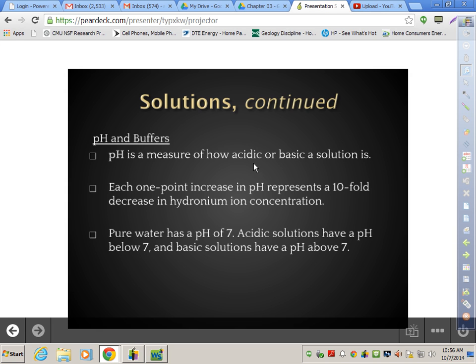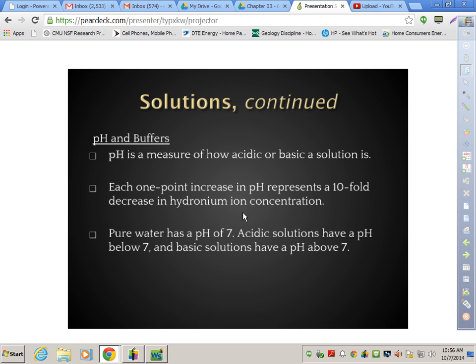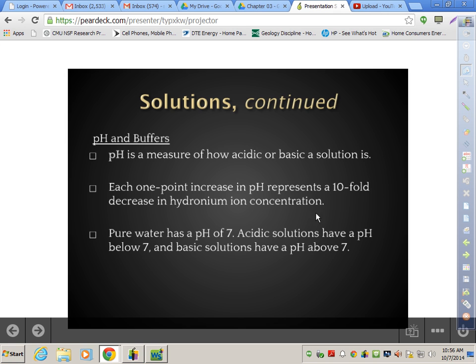pH is a measure of how acidic or basic a solution is. Each 1 point increase on the pH scale represents a 10-fold decrease in hydronium ion concentration. That's what we drew out. Pure water has a pH of 7. Acidic solutions have a pH below 7 and basic solutions above 7. Okay.